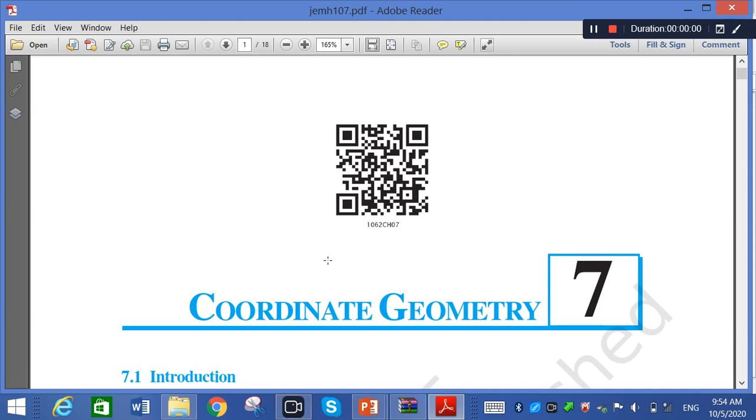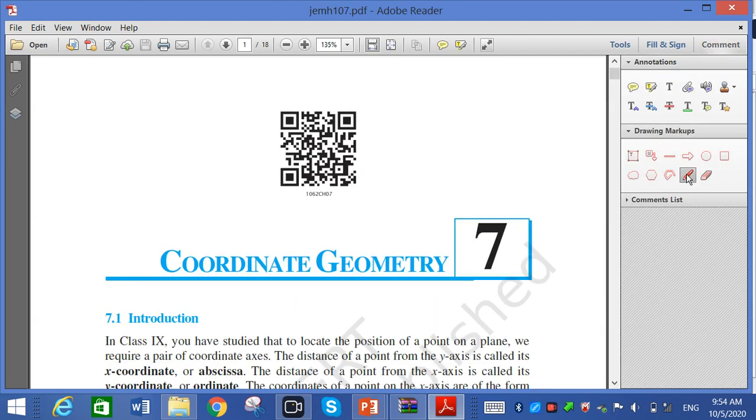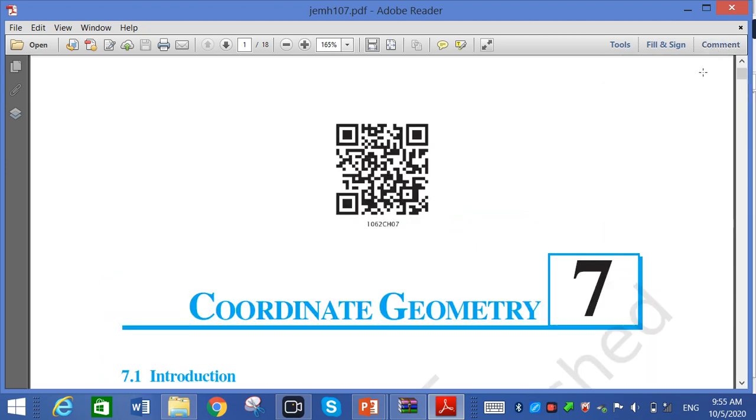Good morning, friend. Today we are starting one new lesson, chapter number 7. The name of chapter number 7 is coordinate geometry. Before we start coordinate geometry, we have to understand the 9th standard graph.